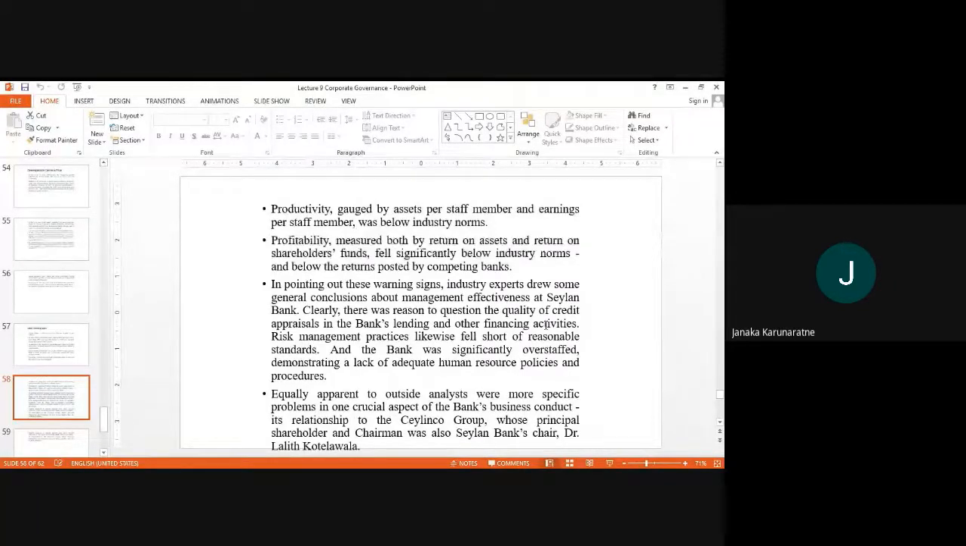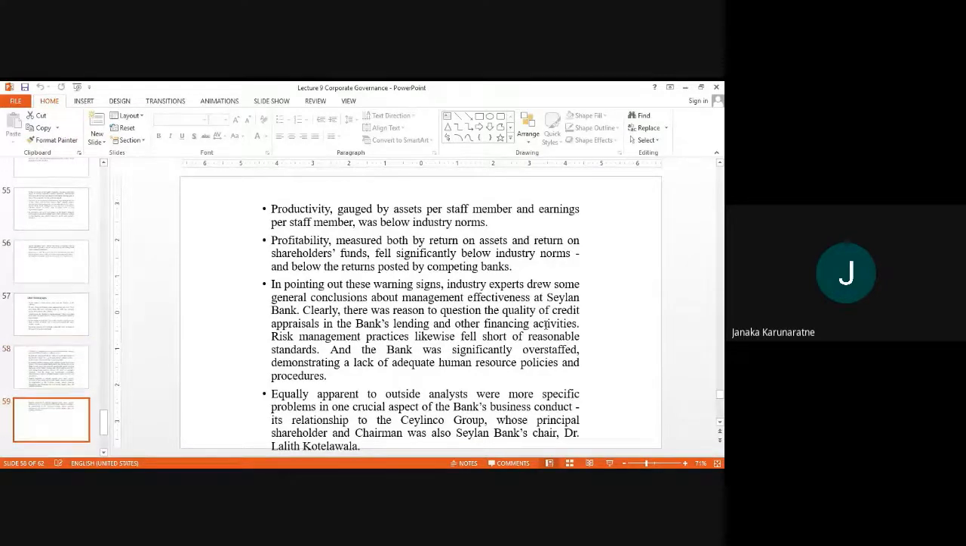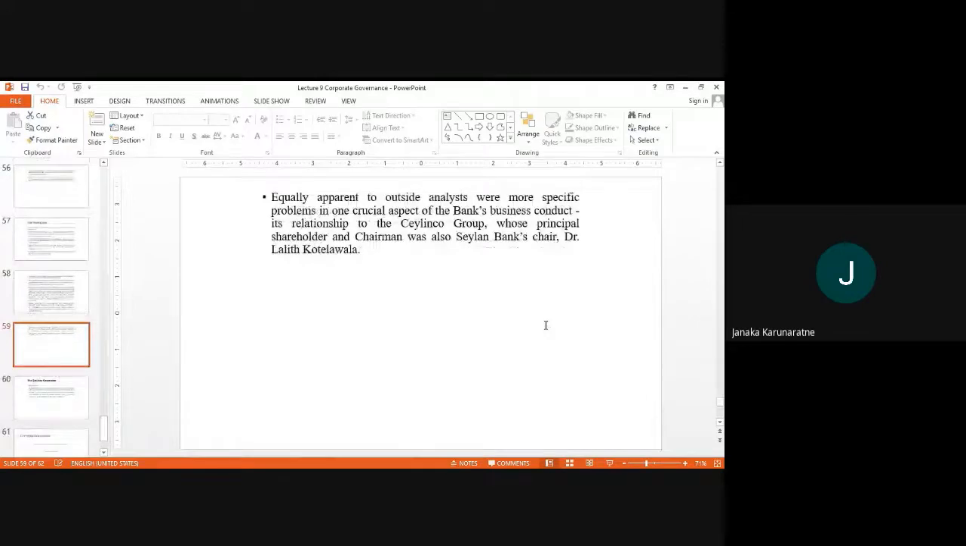Equally apparent to outside analysts were more specific problems in one crucial aspect of the bank's business conduct: its relationship to the Selinco Group, whose principal shareholder and chairman was also Ceylon Bank's chairman, Dr. Ali. So it has a related party exposure, which has led to some problems because it's part of the Selinco Group. Okay, this is what I explained.